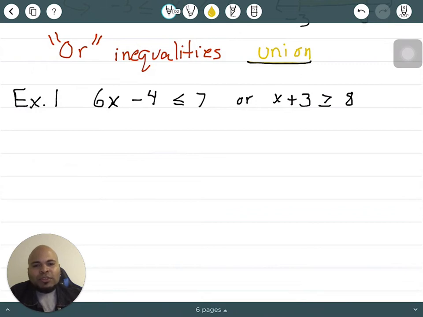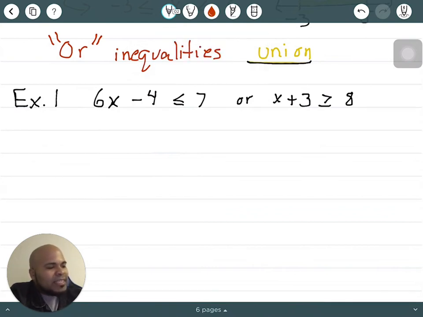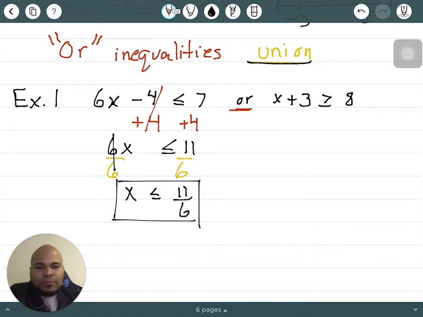Well, sometimes you have inequalities, right? And with the inequalities, sometimes life gives you lemons, so you make lemonade. This is not that bad. You just add 4 to both sides because the only difference here is the or statement. That's the only difference. So I still solve this, and I'm going to get that 7 plus 4 is 11, and then I'm going to divide both sides by 6, and I cancel the 6, and I get that x is less than or equal to 11 over 6. I cannot simplify this, so I can stop right there.